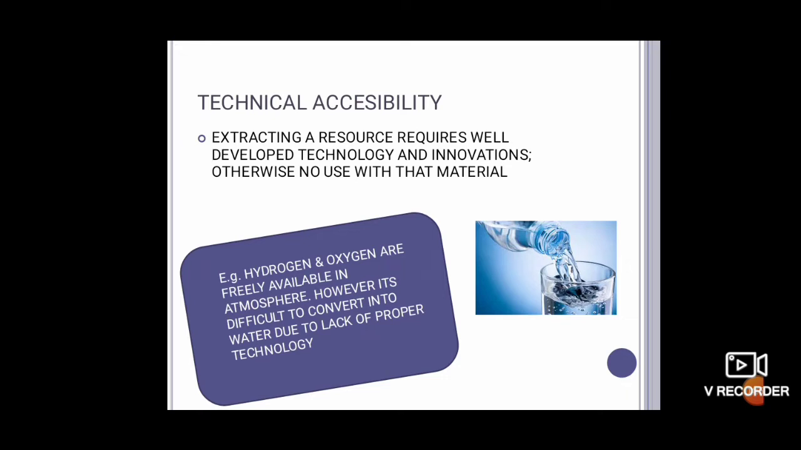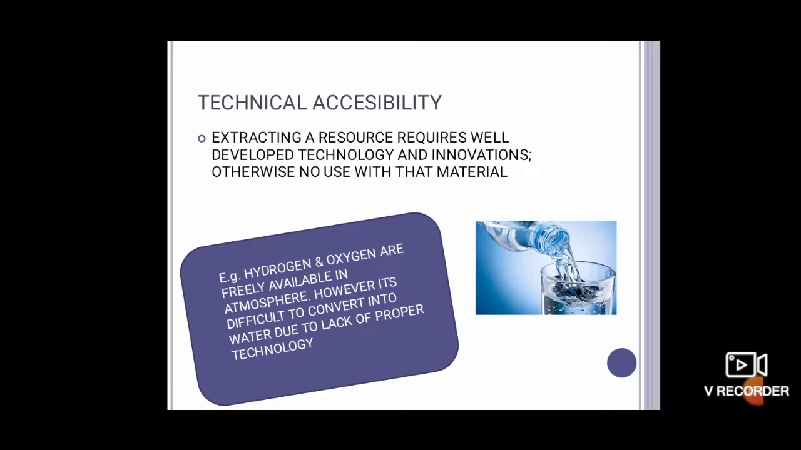Technical accessibility. Extracting a resource always requires well-developed technology and scientific innovations. Otherwise, how can we use that material and how can it become a resource? Here, let's take an example. We know that our world is always facing the problem of water scarcity. And in our atmosphere, we have a free amount of hydrogen and oxygen available throughout. But we also know very well how water is formed when two atoms of hydrogen combine with one atom of oxygen.